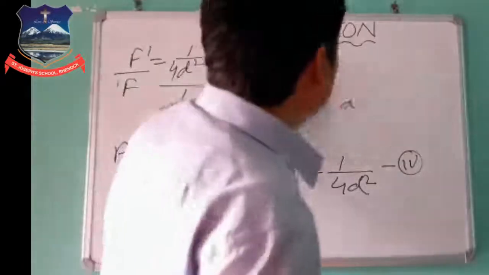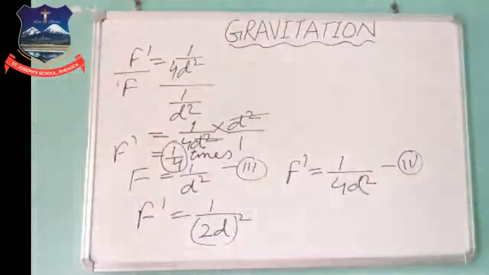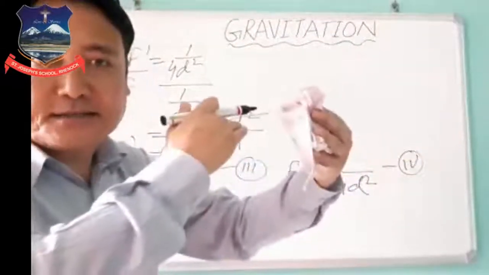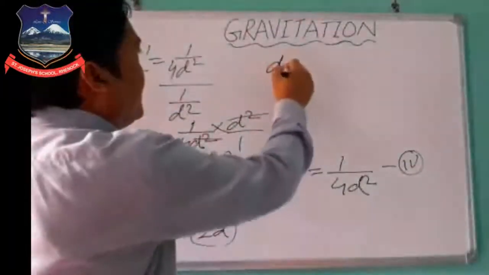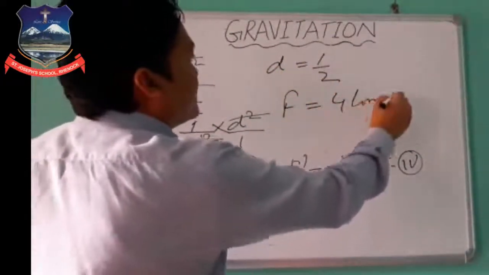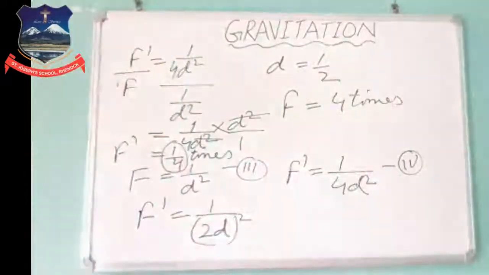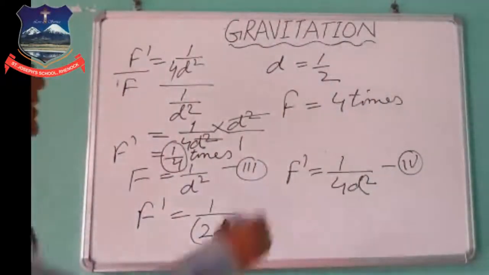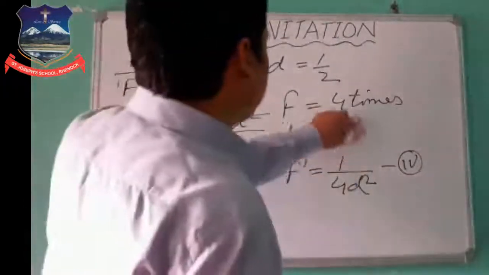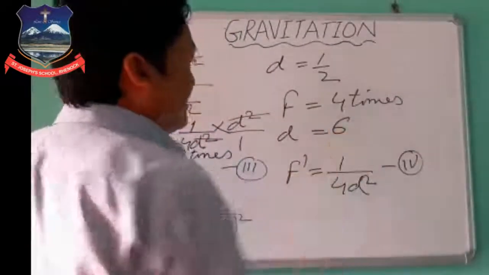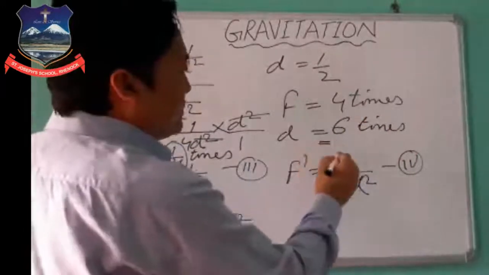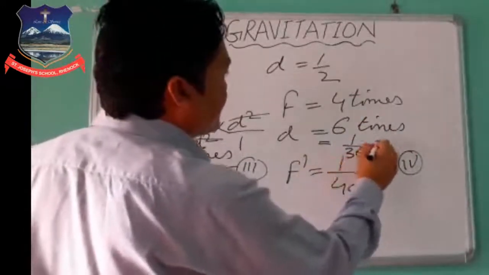Similarly, if the distance becomes half, half means you reduce the distance. When the distance equals half, then the force of attraction will become 4 times. That means it becomes more. Similarly, if you take the distance as 6 times, then the force of attraction will become 1 by 36 times.